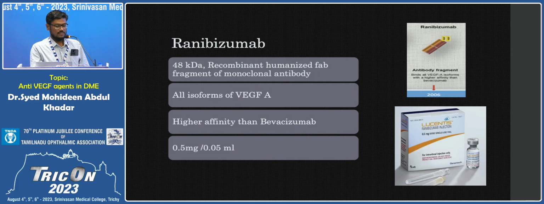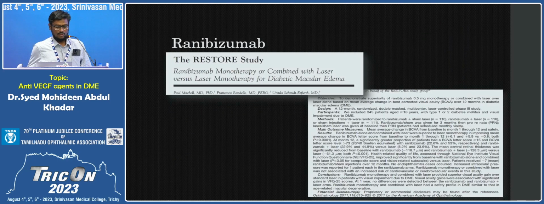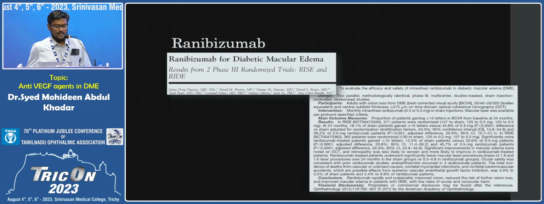It's a recombinant humanized Fab fragment having a low molecular weight, and it has a higher affinity than bevacizumab. And the RESTORE study has clearly shown that ranibizumab monotherapy was superior to laser in reducing the macular edema. Similarly, the RISE and RIDE studies, which compared with sham injection, also clearly showed that ranibizumab was better than sham injection in reducing the macular edema and causing visual improvement.